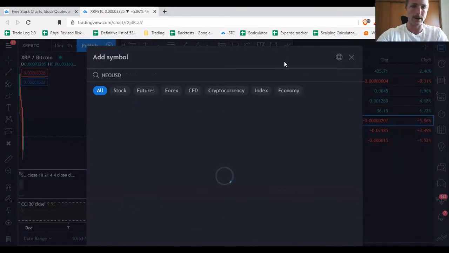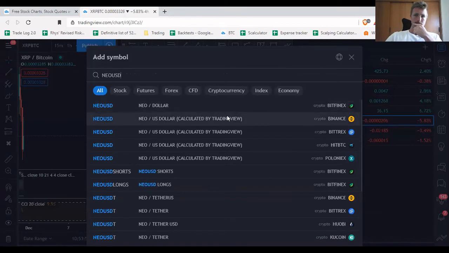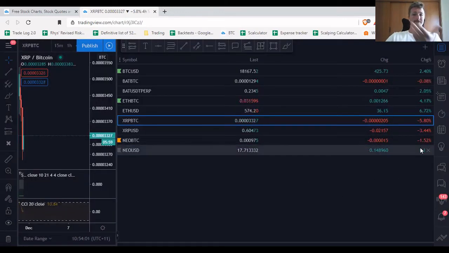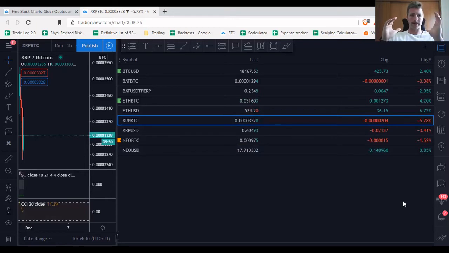So we go to Neo USD, 0.85, right? So you can see this is a really, really good way of showing how alts work against USD, right? They're not really directly correlated. They're not really directly dependent.